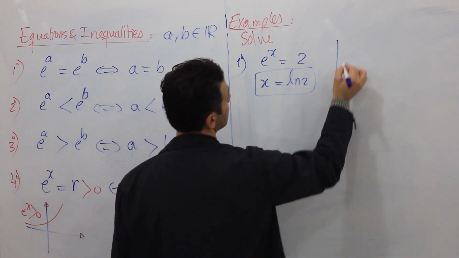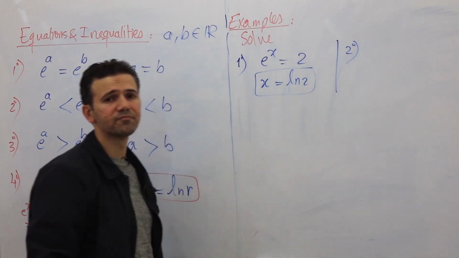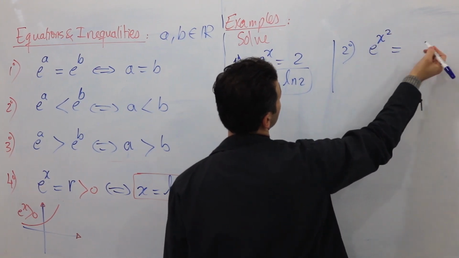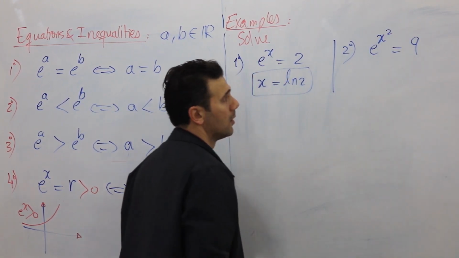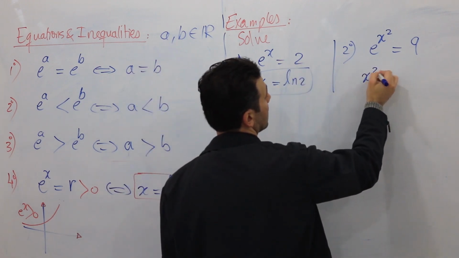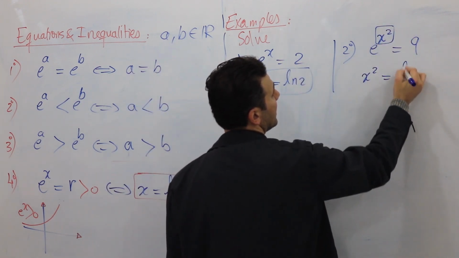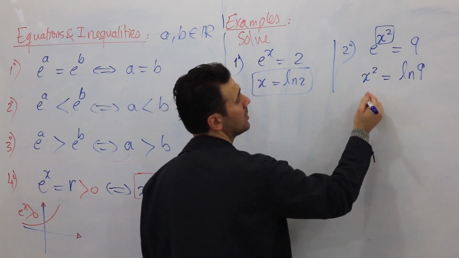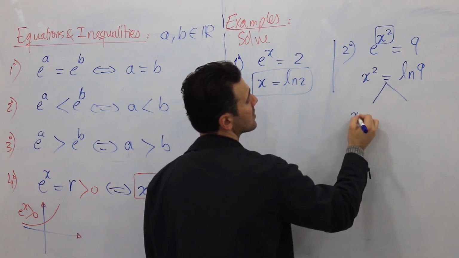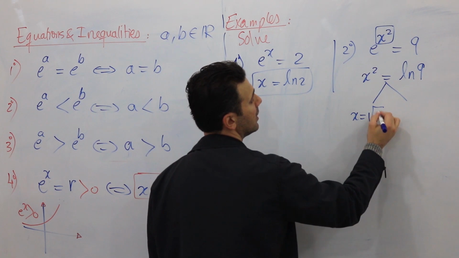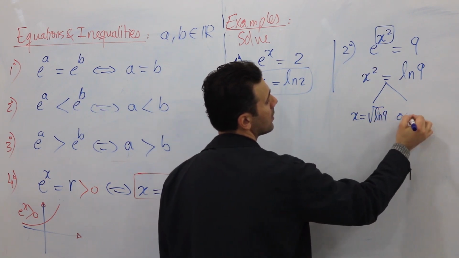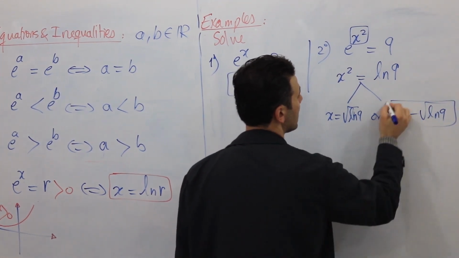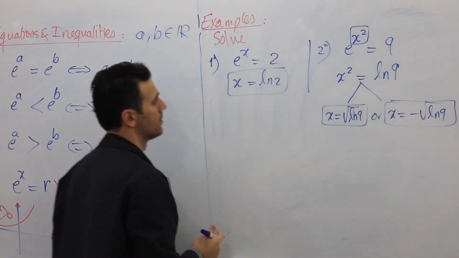Another example, if we have e power x squared, let's say, equal 9. Again, similar to this, we can deduce that x squared will be ln 9, which is a constant number. So this gives 2 answers: x equal square root of ln 9, or x will be minus square root of ln 9. These are the answers or the solutions of this equation.